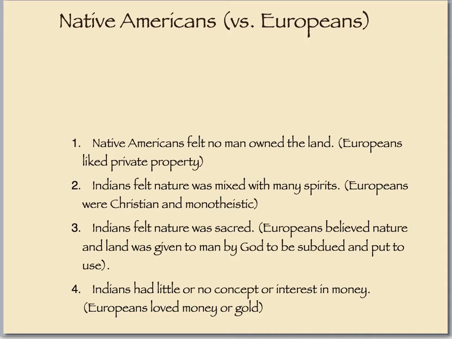And the fourth one becomes a big issue during this time period: Indians had little or no concept or interest in money. Europeans love money, and especially gold. And so this is going to be a big conflict. I think of the movie Pocahontas. John Smith's like, hey, Pocahontas, where's the gold? Gold? What's gold?